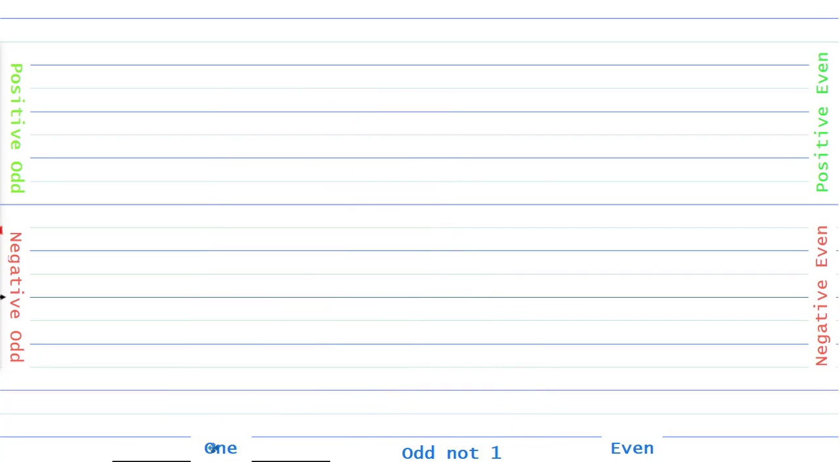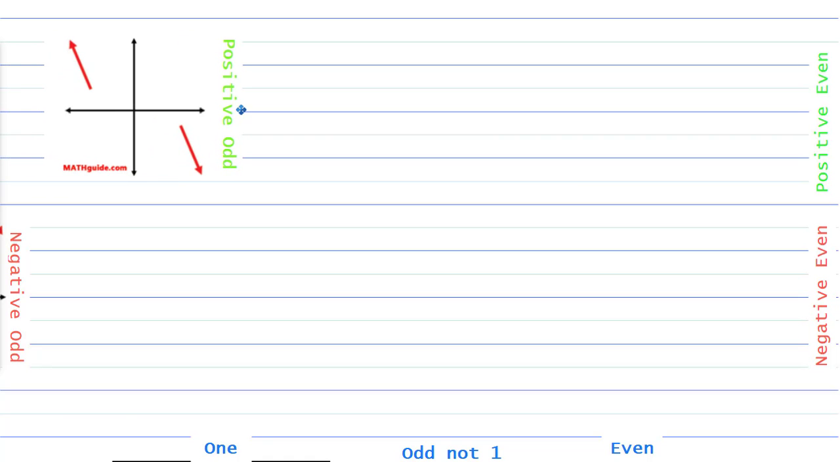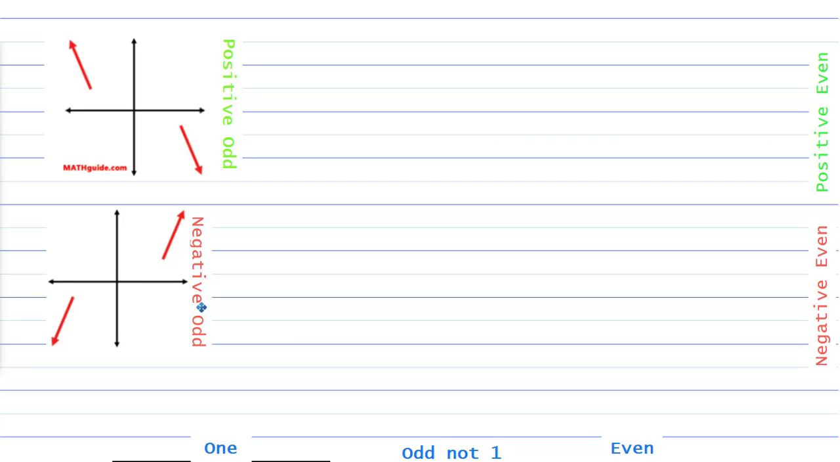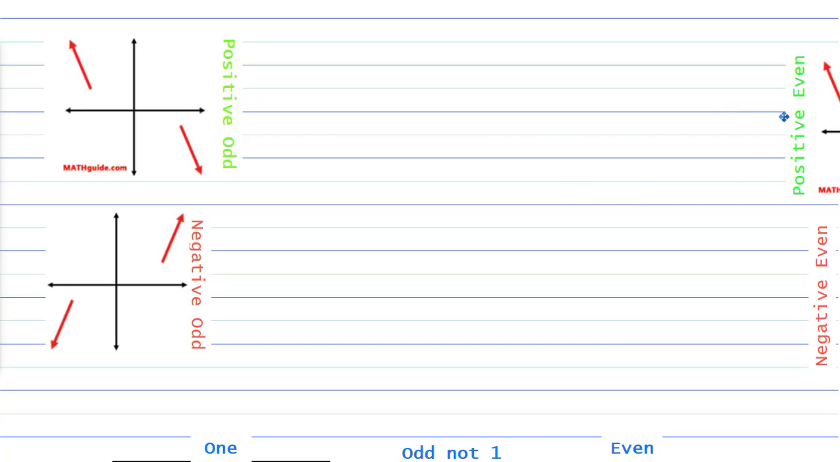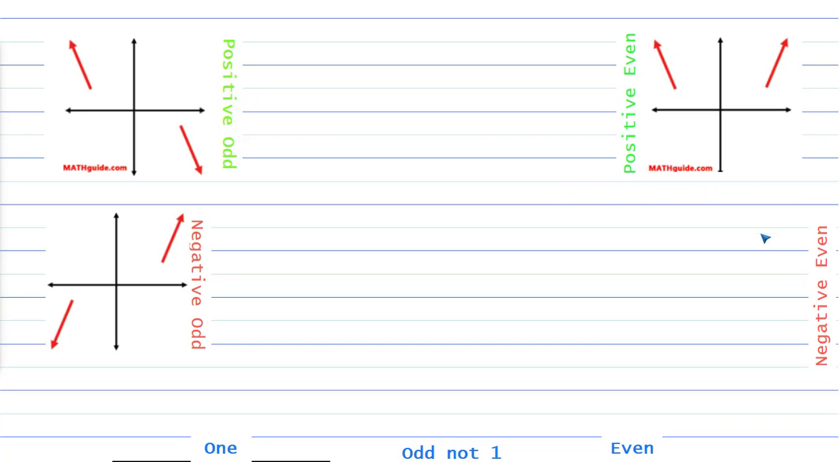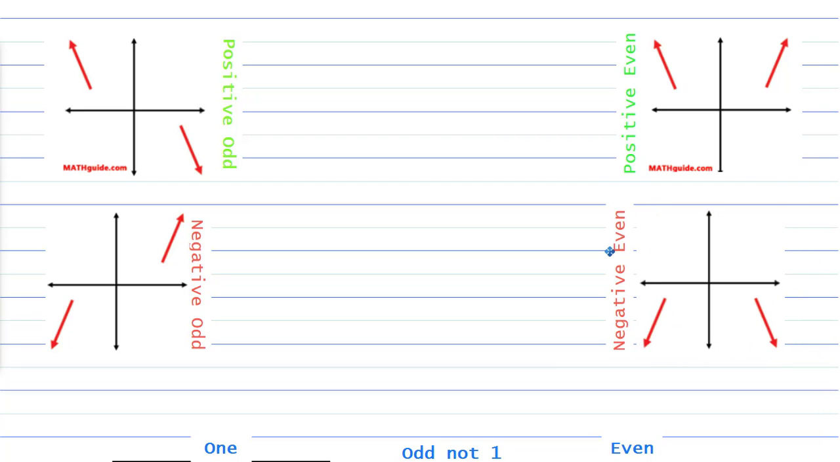So on the ends, if the leading coefficient is positive and the degree is odd, the ends look like this. If the leading coefficient is negative and the degree is odd, the ends will look like that. We'll go left down, right up. If it's even and positive, both are going up. If it's negative and even, they're both going down.